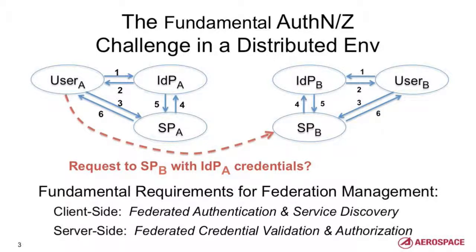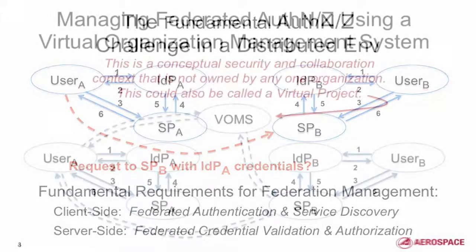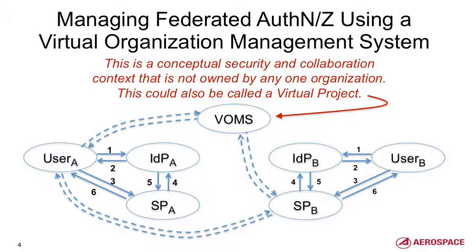Okay, so we can sort of divide this into two fundamental sides. On the client side, you have to worry about federated authentication and service discovery. And then on the server side, they have to be able to do the federated credential validation and authorization. And we can look at those two things separately. Just as a theoretical or logical approach to this, we can do the same kind of authorization and authentication using a conceptual VOMS or VO management system that looks like this diagram here.